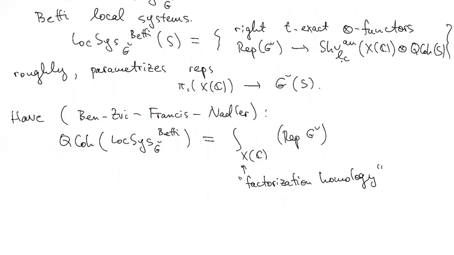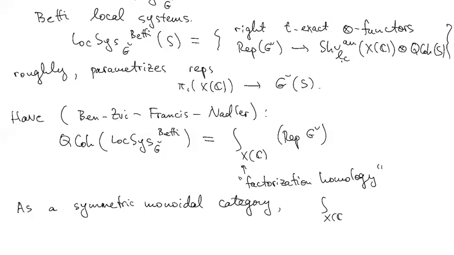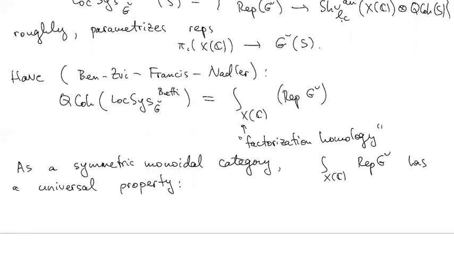Since there's QFT in the title, you can think of this as the value of a quantum field theory evaluated on the surface, where the value on the point is Rep G check. But as a symmetric monoidal category, this integral over X of C of Rep G check has a universal property. Namely, symmetric monoidal functors out of it to somewhere, to, say, A, where A is some symmetric monoidal category.